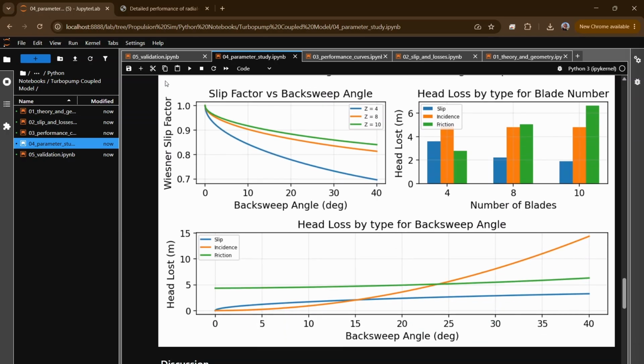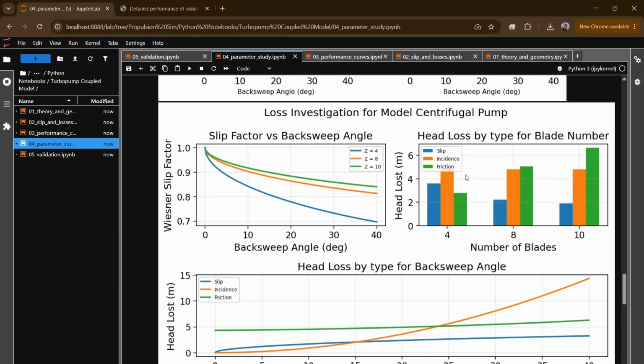Going on to the second page, we can now see the loss investigation for the model centrifugal pump. So we have the loss split into all its components, and we're analyzing how that changes overall. So you have the Wiesner slip factor here, and this is versus the back sweep angle. And we can see as we increase that back sweep angle, our Wiesner slip factor is going to increase as we noted before. That's what we predicted to happen, and it's shown right here.